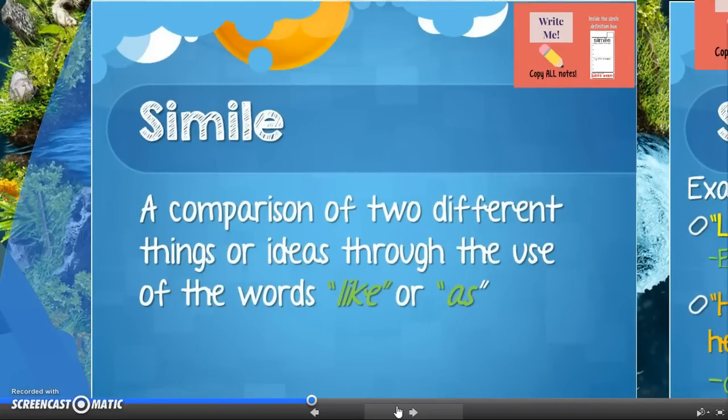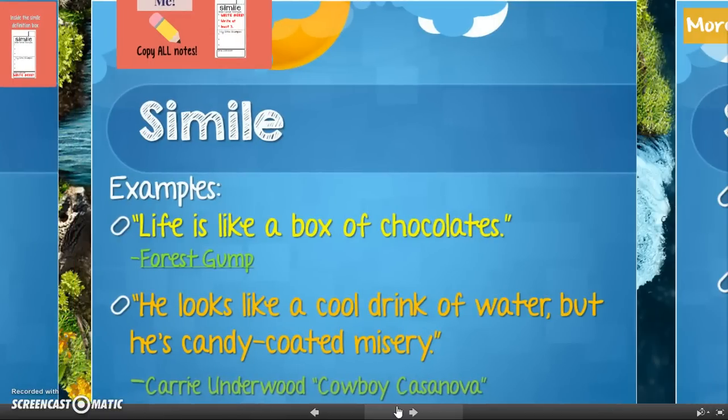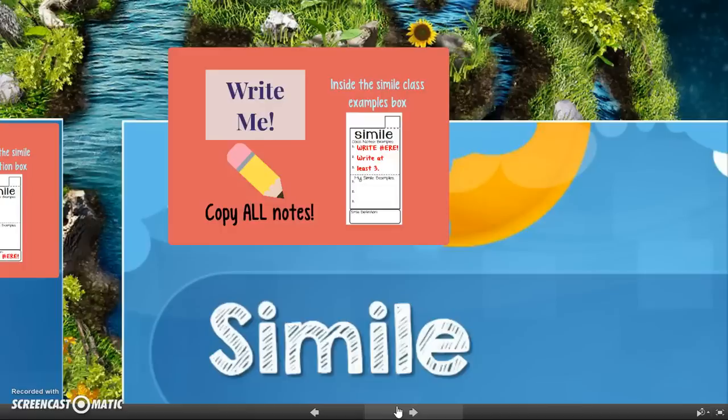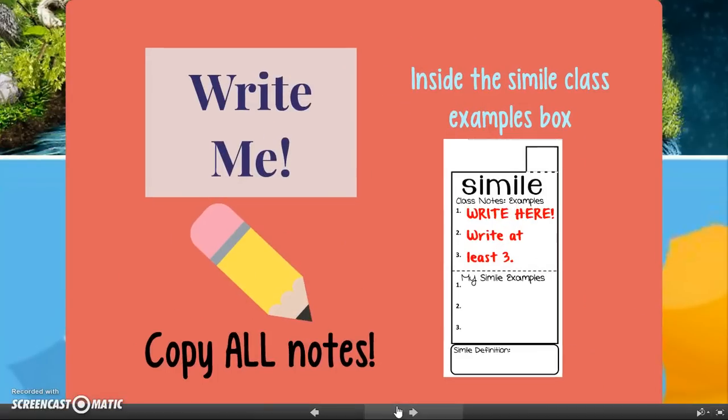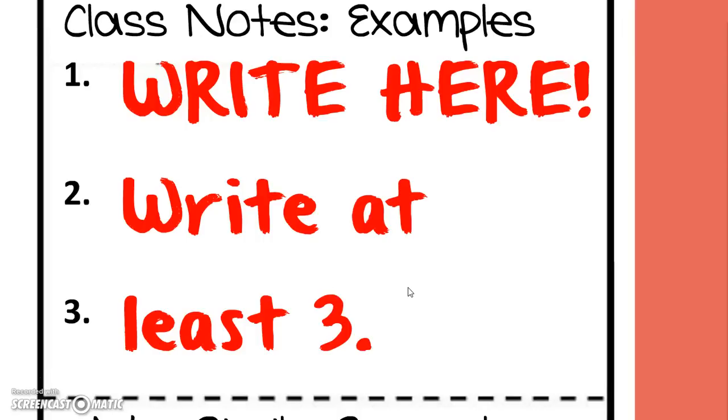That'll give you a little bit more time to copy that down. I'm not going to pause though, but you can pause me. You can fast forward me and you can rewind me so you can get what you need for these notes. With that in mind, similes. Here are some examples, and you are going to write down at least three of the examples that I give you. The class examples will go on your notes in the section where it says to write at least three class examples.